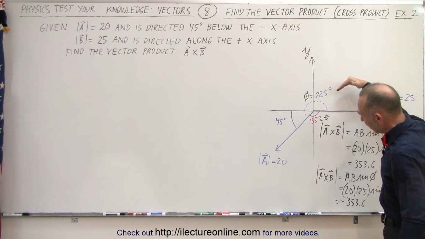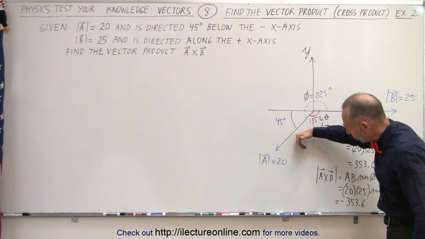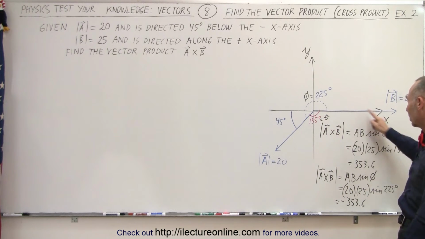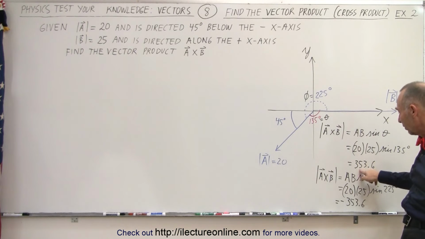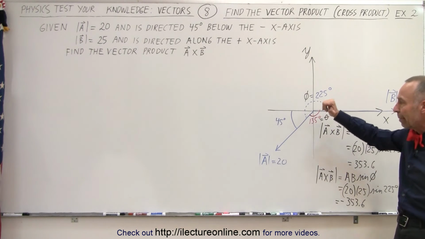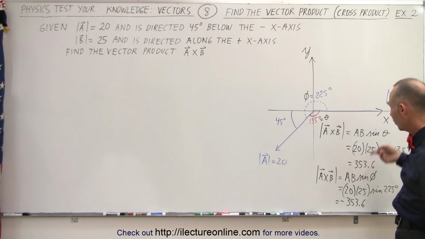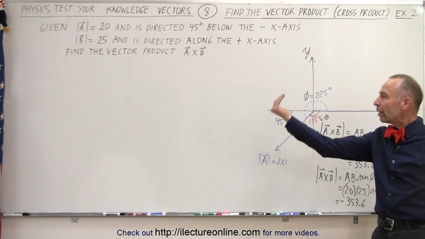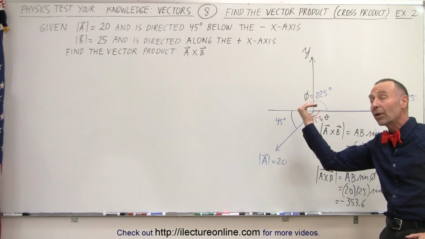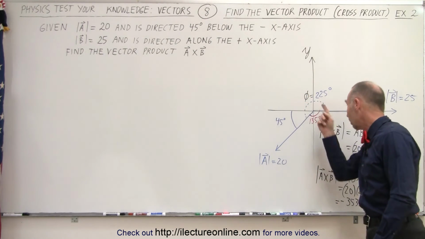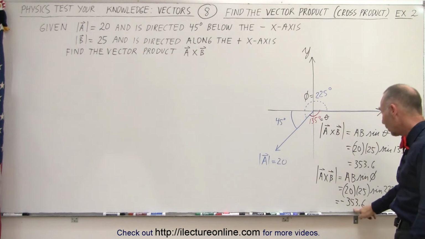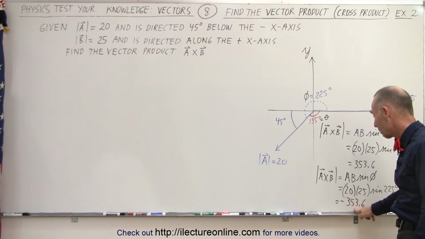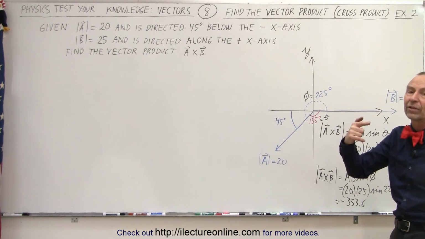The right-hand method says that if I point my fingers in the direction of A and then I curl them to the direction of B, my thumb points outwards. That's associated with this calculation. So that would mean a positive 353.6 in the positive z direction. Now, if I use the other angle, I point my fingers in the direction of A, I curl my fingers in the direction of B, now my thumb points in the negative z direction, but it's associated with a negative 353.6. So a negative direction times a negative 353.6 again gives me a positive z direction.